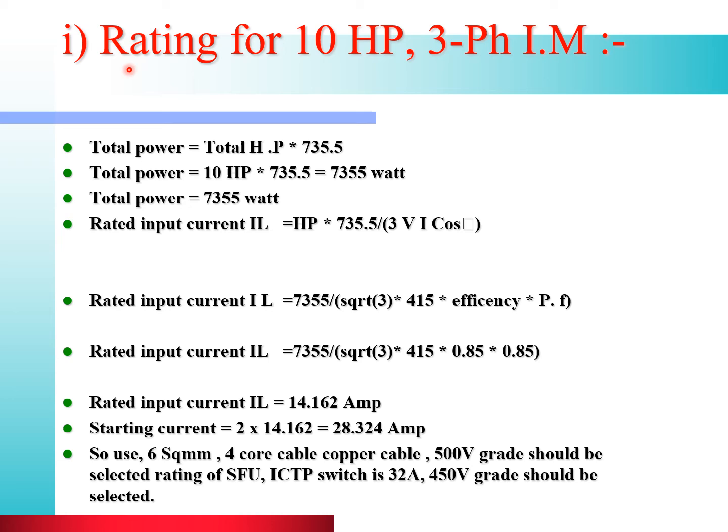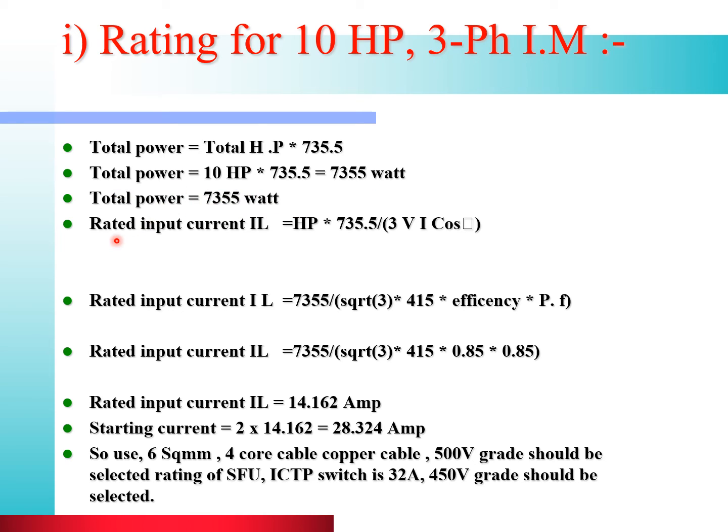So first we will calculate the rating for the 10 horsepower 3-phase induction motor. The calculation is given. We have to calculate the total power. The horsepower multiplied by 735.5, we will get the total power. Motor rating is given, 10 horsepower. It is multiplied by 735.5, you will get the total wattage. So total power is 7355 watt.